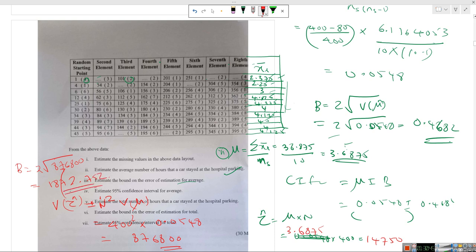And for the total confidence interval, this total, tau hat, is this, plus or minus this one.